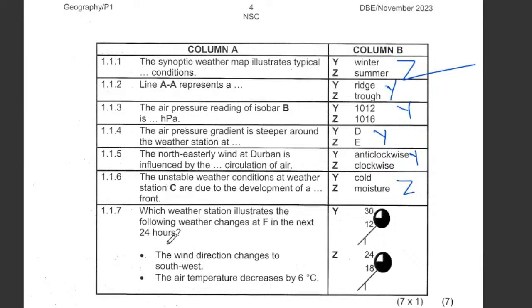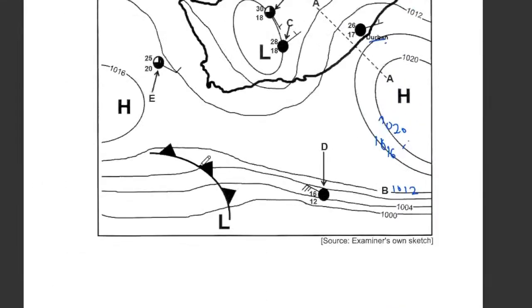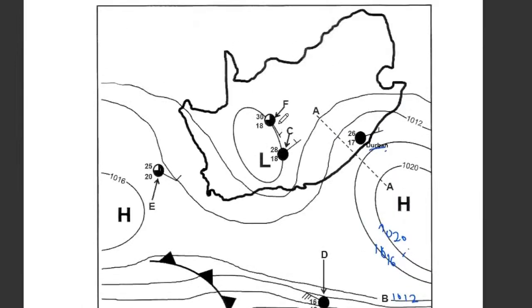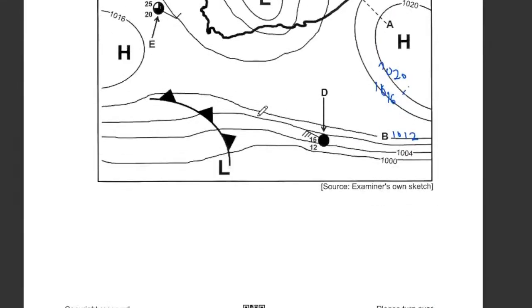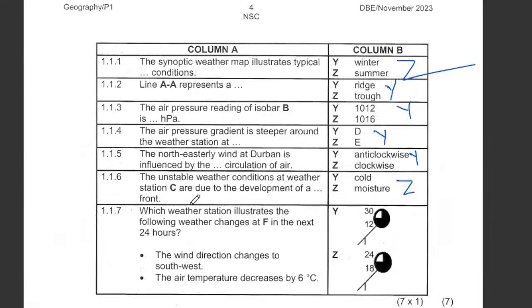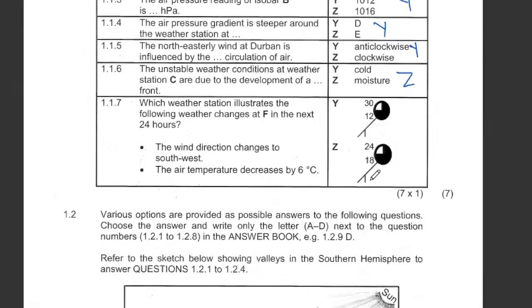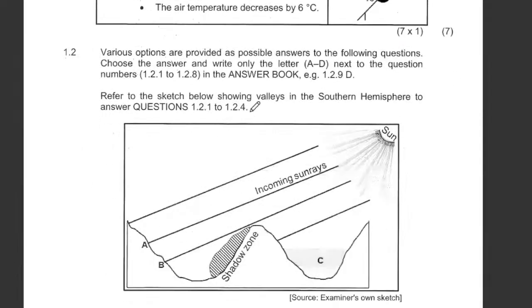Which of these station models illustrates the following weather changes at F in the next 24 hours? When you look at F, it is here, in the next 24 hours. That means the air pressure, which is basically on top. If we consider the conditions, the direction of wind changes to southwesterly, okay, and the air temperature decreases by 4, that's it. Go to 1.2.